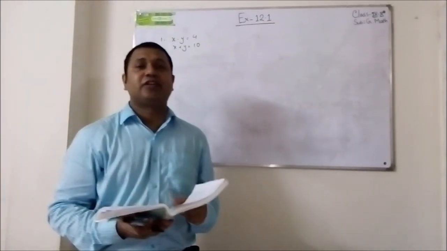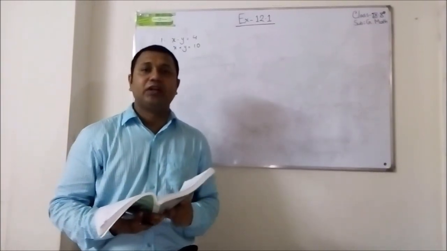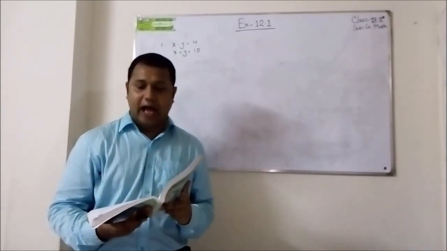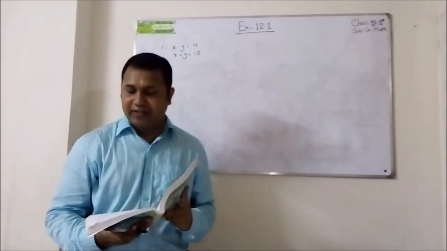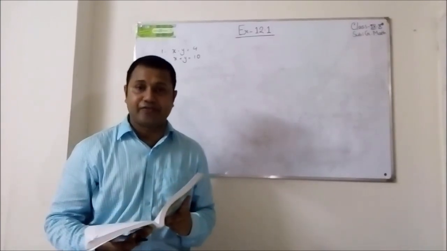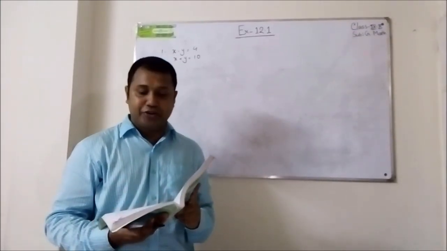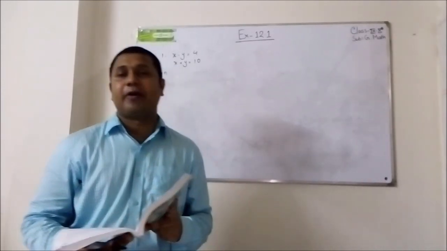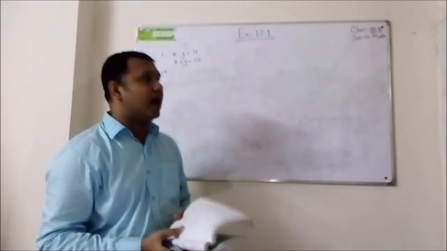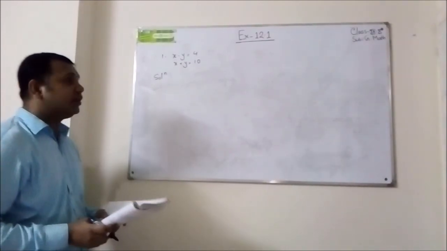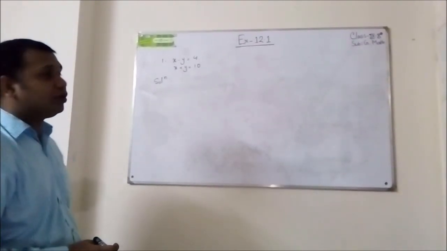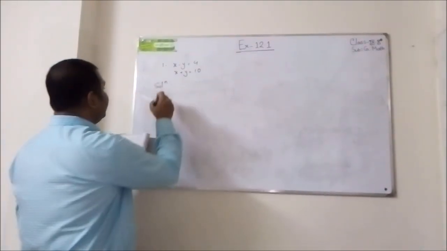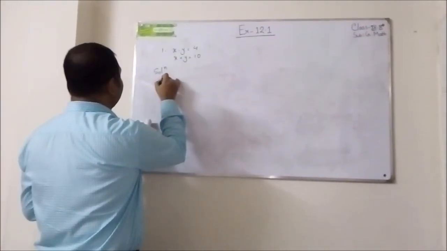Let's solve a few maths of exercise 12.1. The question tells us to find out, with argument, whether the following simple simultaneous equations are consistent or inconsistent, mutually independent or dependent, and indicate the number of solutions. So here is number 1: x minus y equal to 4 and x plus y equal to 10. So here is the solution.